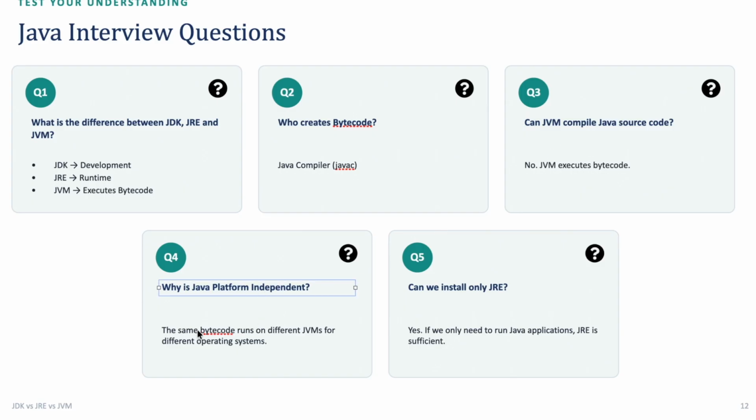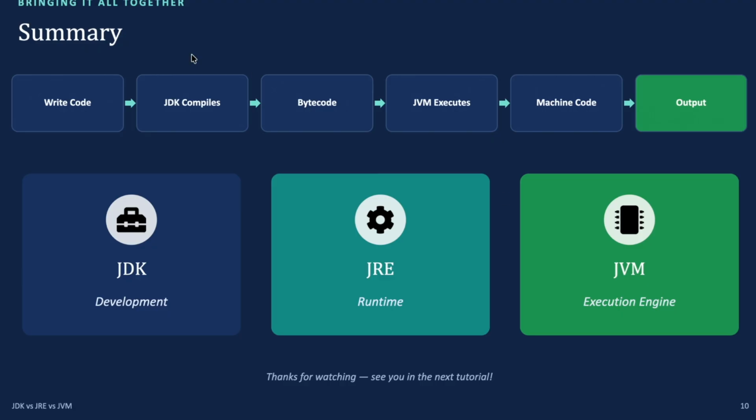Why is Java platform independent? Because we create the bytecode and give the bytecode to our end users, and with the help of JVM they run it on their operating system. Can we install only JRE? Yes, if you are an end user. If you only need to use the application and not develop it, then JRE is enough for you. You don't need JDK.